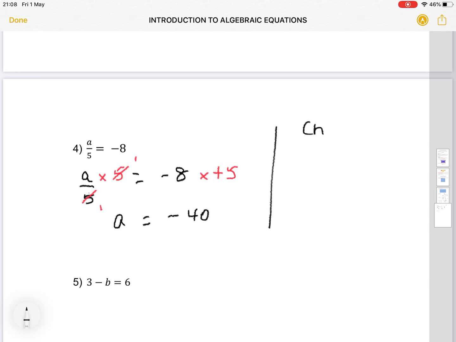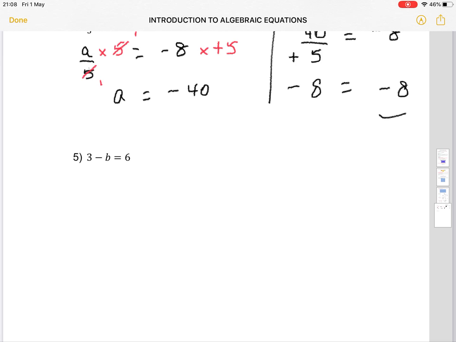If I need to check my answer, instead of a, I'm going to write negative 40, so I'm substituting a by negative 40. Division by 5. On the right hand side, I have negative 8. In front of the 5, there's a positive sign, invisible positive sign, and negative division by a positive, the answer is negative. 40 division by 5, it's 8. Since the left hand side is equal to the right hand side, then my answer is correct.